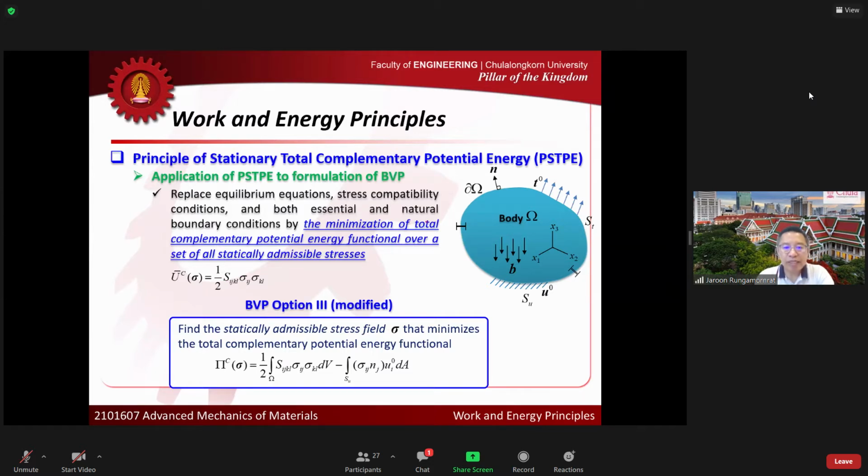We're done with this principle. I will not prove the principle, but I will show you here that the principle can be applied to reformulate the problem again in terms of pi c.